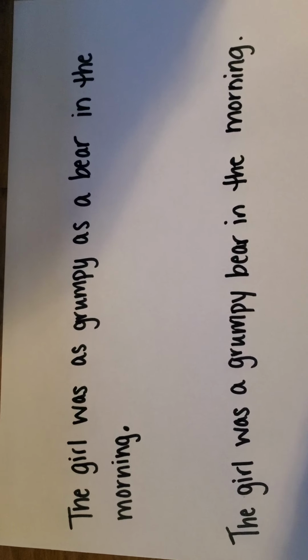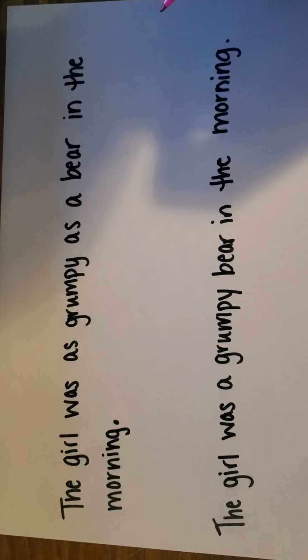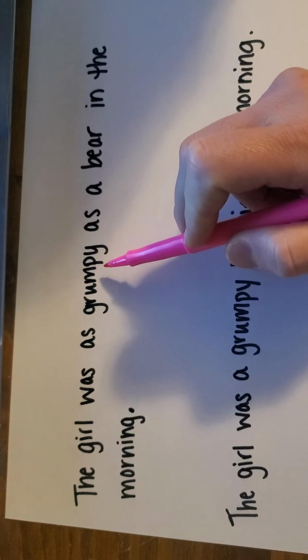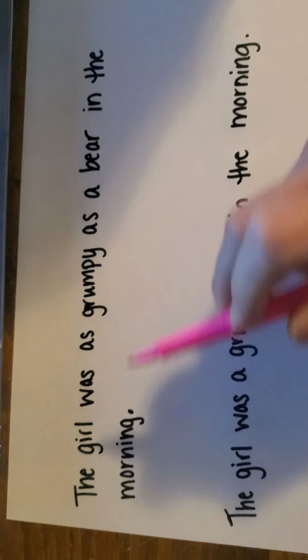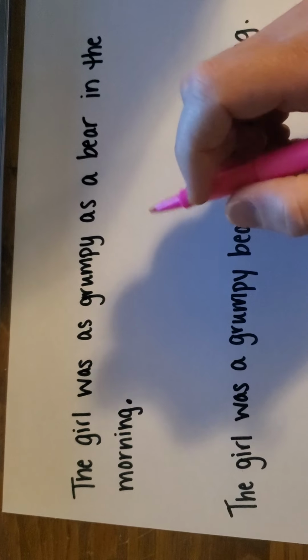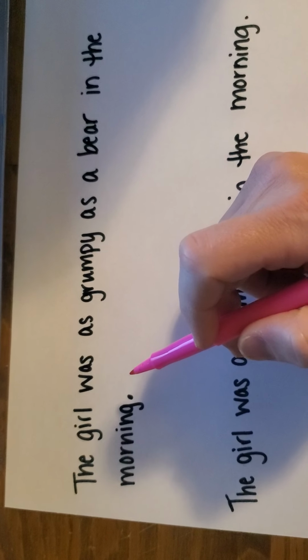All right, guys, I'm going to do a quick review with you about similes and metaphors before we actually go over the lesson. So here's two examples of very similar sentences. One's a simile and one's a metaphor. So if we look at the first sentence, the girl was as grumpy as a bear in the morning. When we think of similes, we think of comparing two things. So what two things are we comparing?